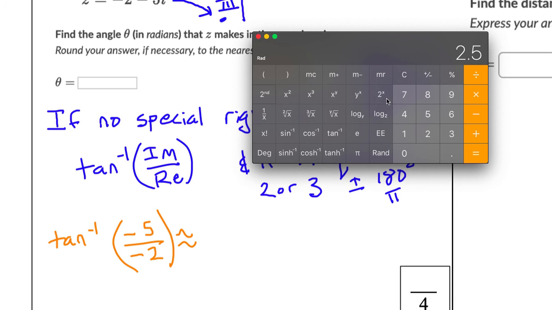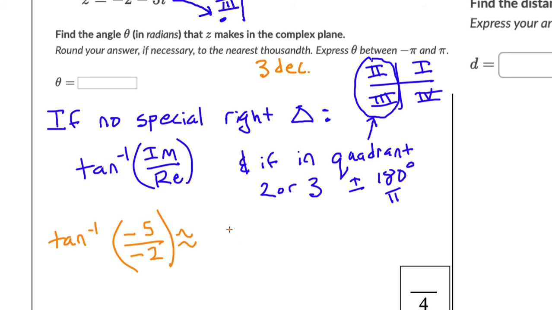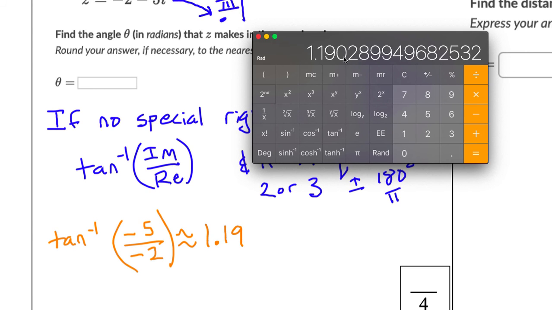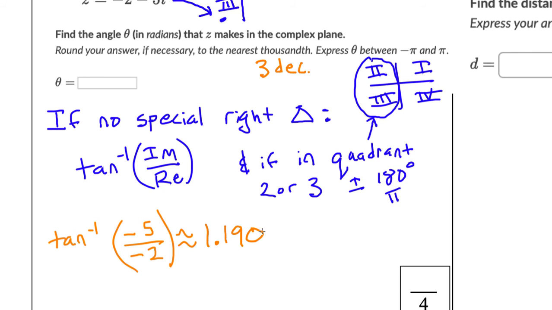Once I take arctan of 2.5 when I'm in radians, I should get 1.19, and it needs to round to 3 decimal places, so 1.190. You do need that 0.